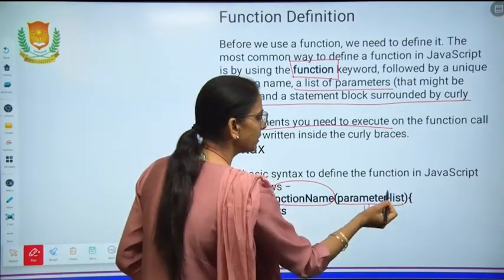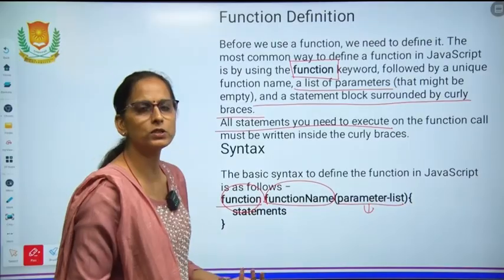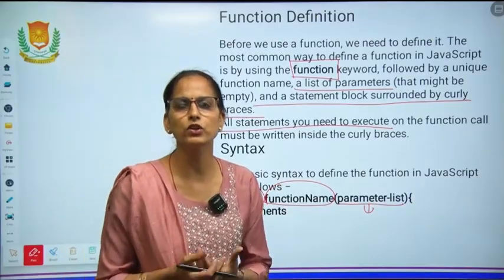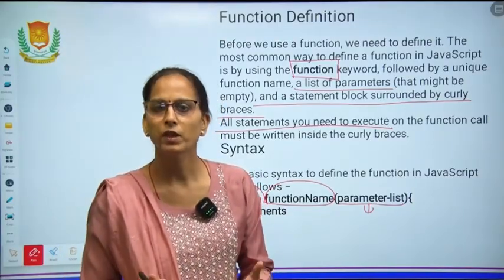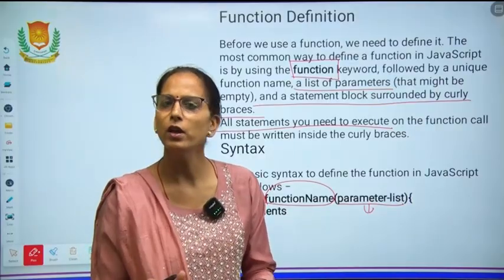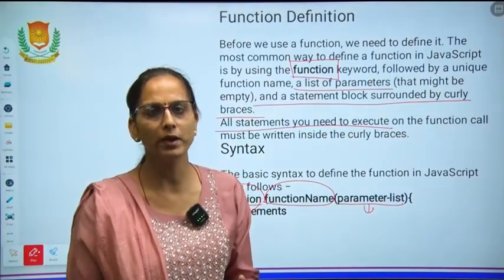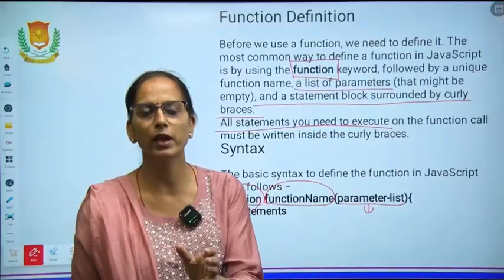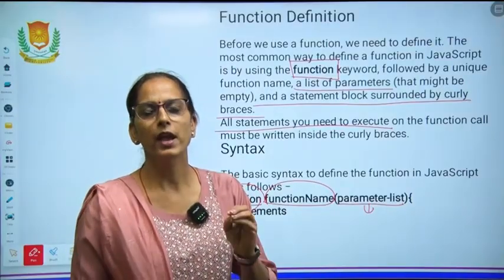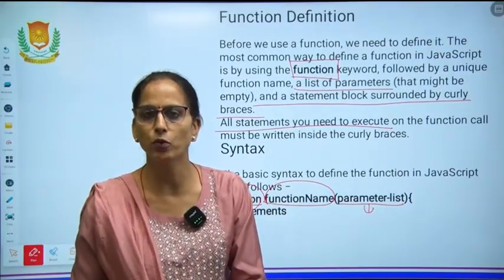Then you will start the curly brackets. Suppose I am creating a function to print hello on the screen. Then for saying hello, there is no argument required. Only hello will be printed on the screen. Hello, my first JavaScript program.